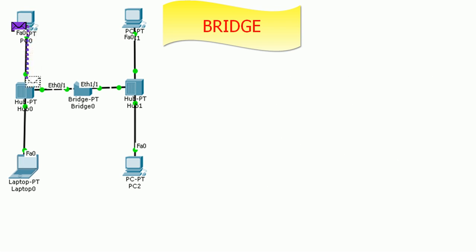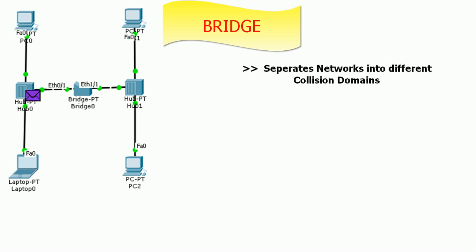The last legacy device which we are going to learn about is a bridge. A bridge separates a network into different collision domains. Normally, a bridge used to have two ports which would give us two collision domains. For example, two hubs are connected to the two ports of a bridge and a collision occurs on one of the hubs. Then that collision is not going to affect any devices on the other part of the bridge.